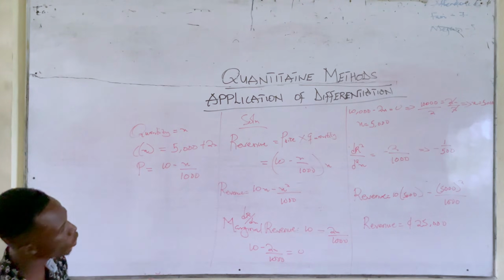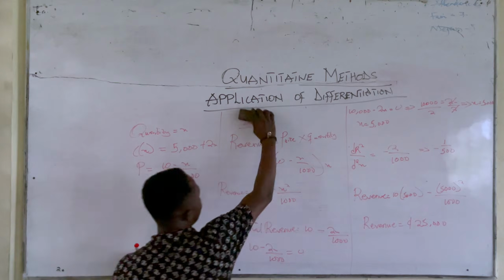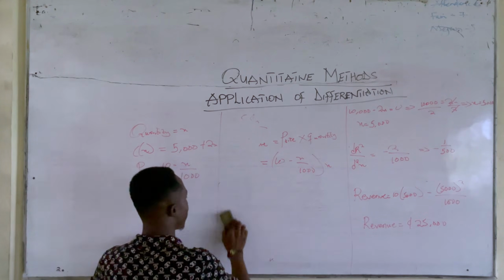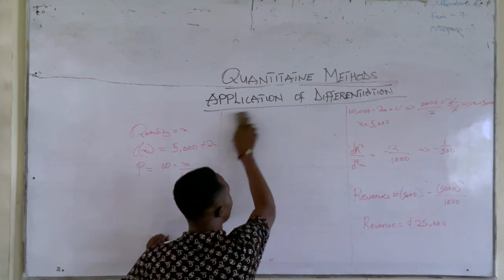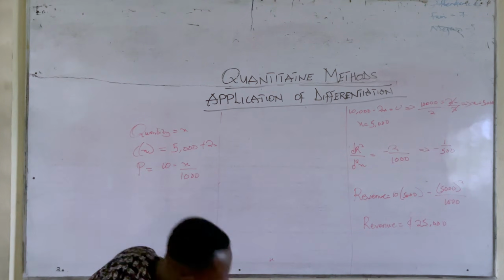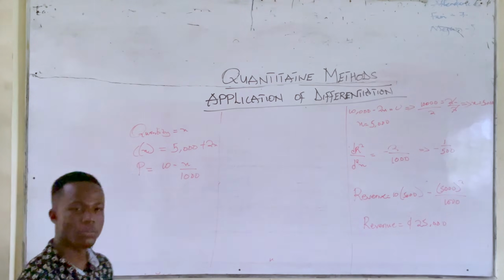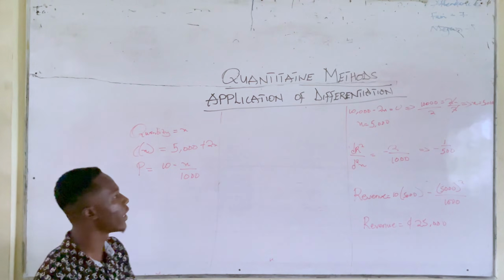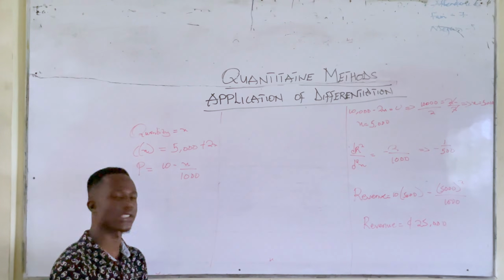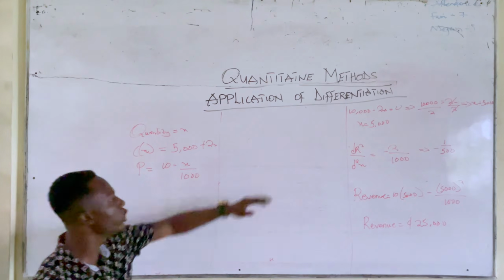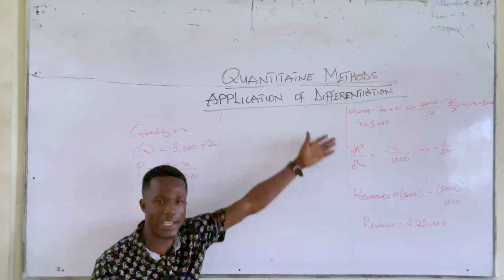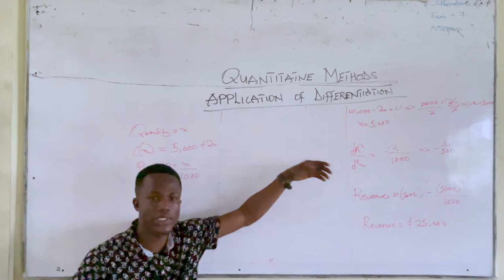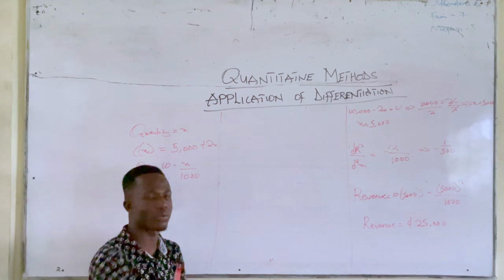I need space, so I'm going to clean this side, then I use it for the next calculation. They said we should calculate for the profit, or is it maximum profit? Okay, so maximum profit. We don't have the profit function, so we have to derive the profit function. Then after getting the profit function, we follow the same way to get x, and that x we get, we put it in the profit function.